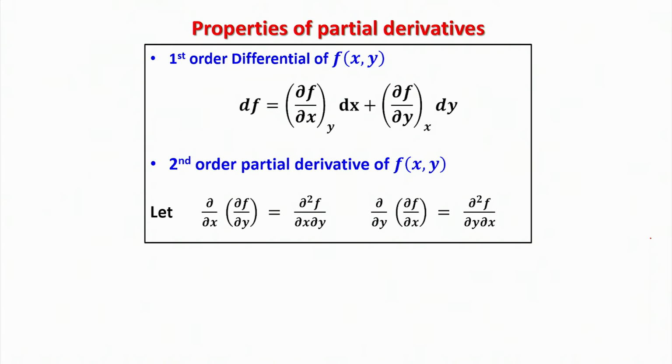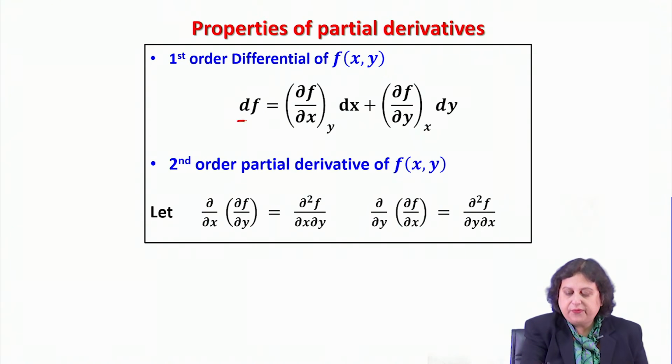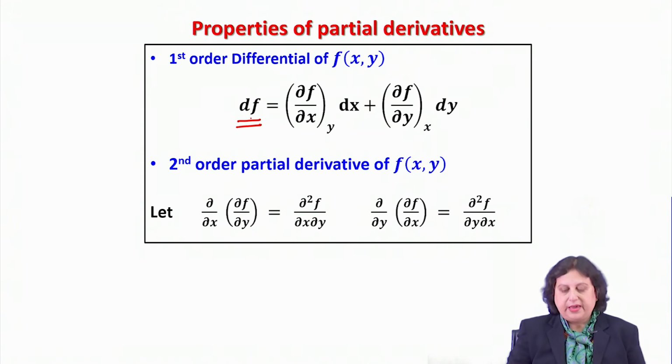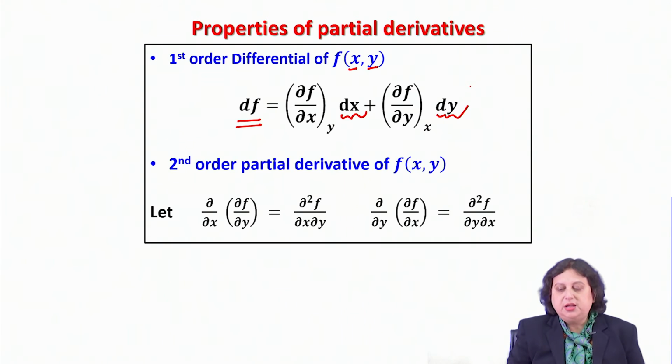Now, the next property that I would like to highlight is the first order differential of f of x, y. Here, df is the first order differential of f when f depends on two independent variables x and y. Obviously, you understand that if x undergoes an infinitesimal change by an amount dx and y undergoes an infinitesimal change by dy, then df depends on dx and dy.